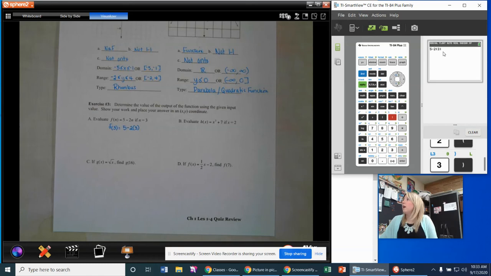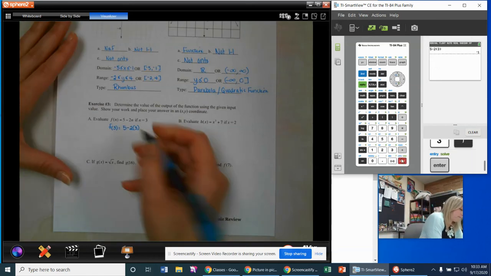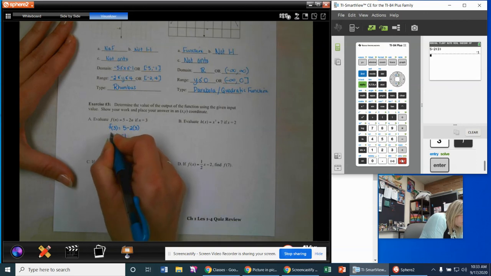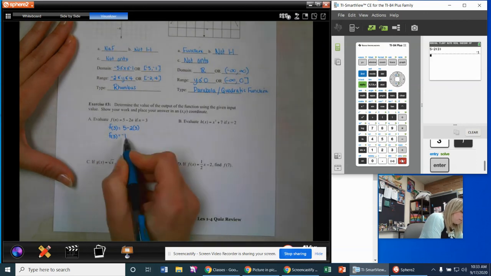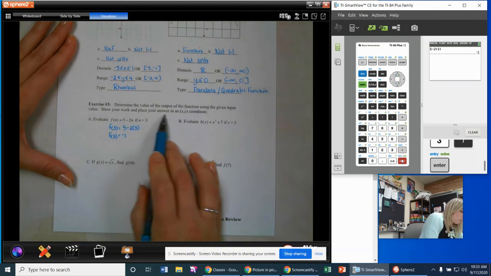That's all I'm really requiring you to write out work-wise. So now what you can do is go over to your graphing calculator, and you get to type in this line of work: 5 minus 3 is in 2 times 3 in parentheses. There you go. You just type that line of work right in there and press enter, and you get -1. So f of 3 equals -1.